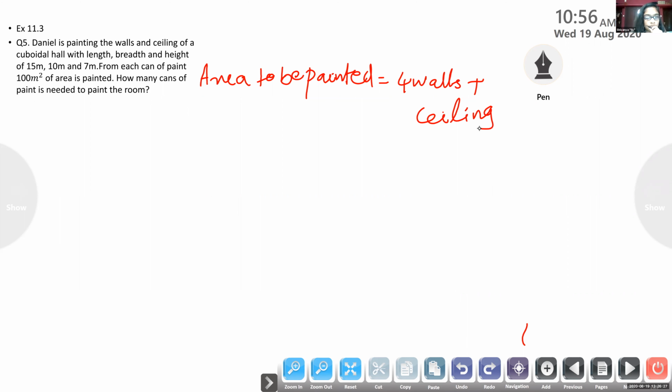It is a cuboidal hall. So 4 walls means which area is it? The 4 walls of a cuboid means? Lateral surface area. Ma'am, lateral surface area, 2h into L plus B. All of you look around at the 4 walls of your room. Your room also is a cuboidal room. So 4 walls means it is the lateral surface area of a cuboid. Understood, Shivanya?